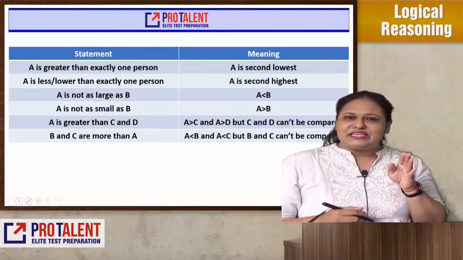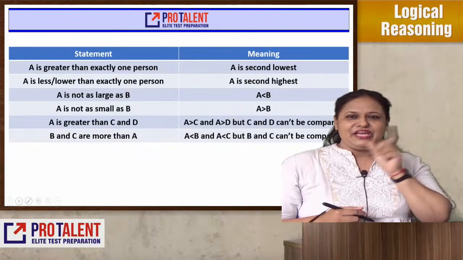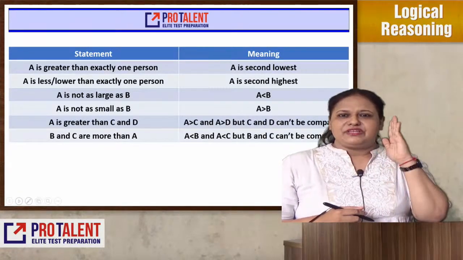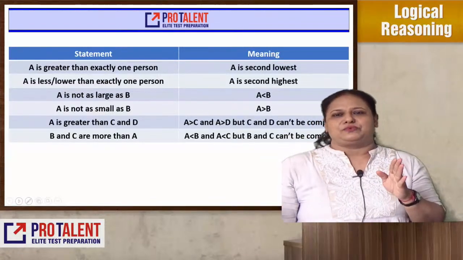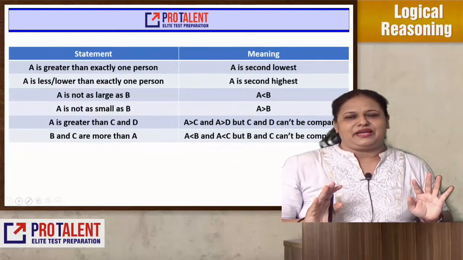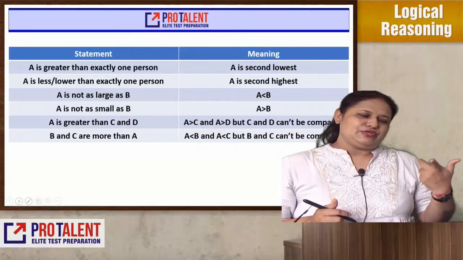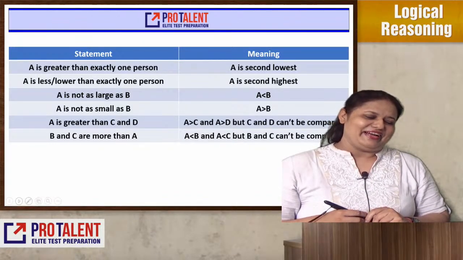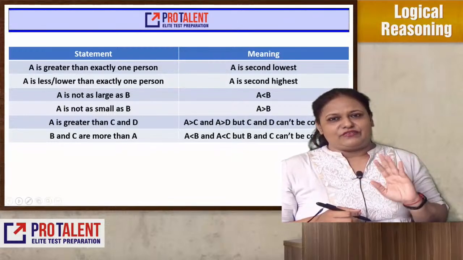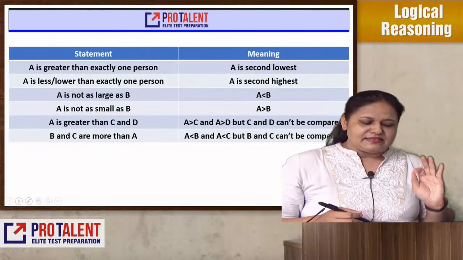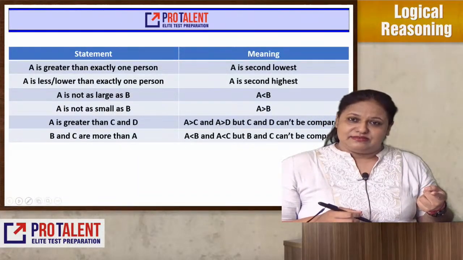Vidhi, the logic is the total is equal to the left side of the person plus the right side of the same person minus 1. This is the logic, okay? Or else you view the recording again. Fine. So let's have the understanding of the statement given. A is greater than exactly 1 person, right?